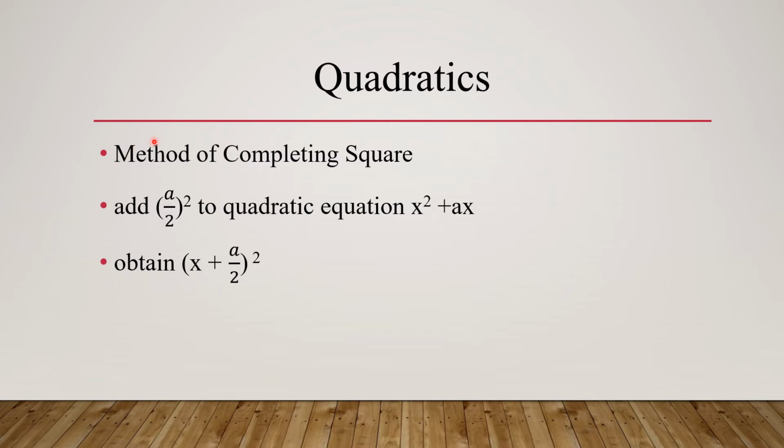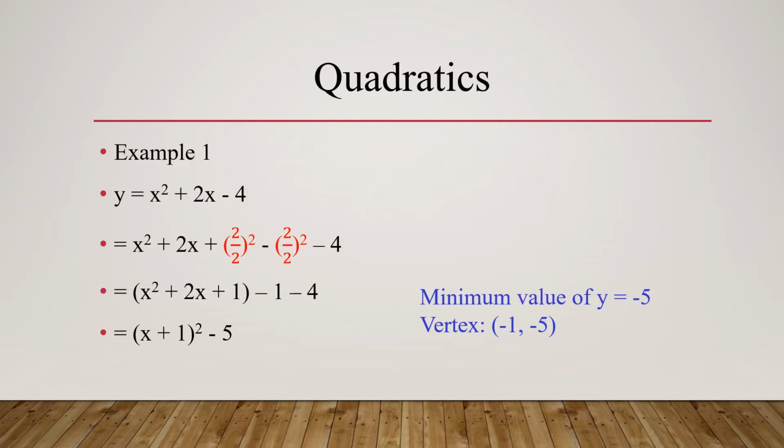So now comes the method of completing the square. It means that for the first half of the equation, whatever we see in the standard form, we can add a term, (a divided by 2) all squared, to make it into a perfect square like this. So what does this actually mean? For example, when y equals x squared plus 2x minus 4, we want to make it into something that we can group into a perfect square in the final step.